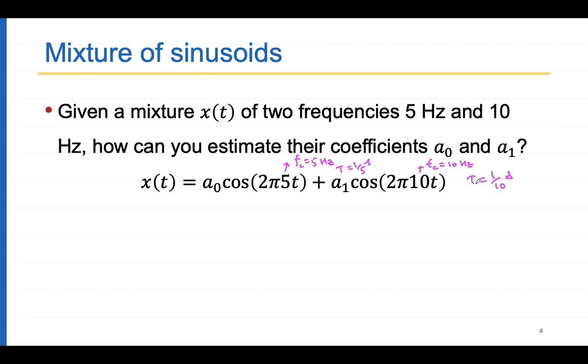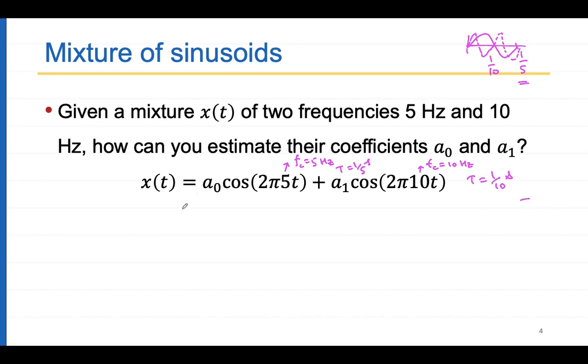So what is the time period then? Let's say one signal has a period of 1 upon 5, and the other one has a period of 1 upon 10, which is somewhere like here. Right? So the mixture will still be periodic with a time period of 1 upon 5. The overall time period is 1 upon 5 seconds.